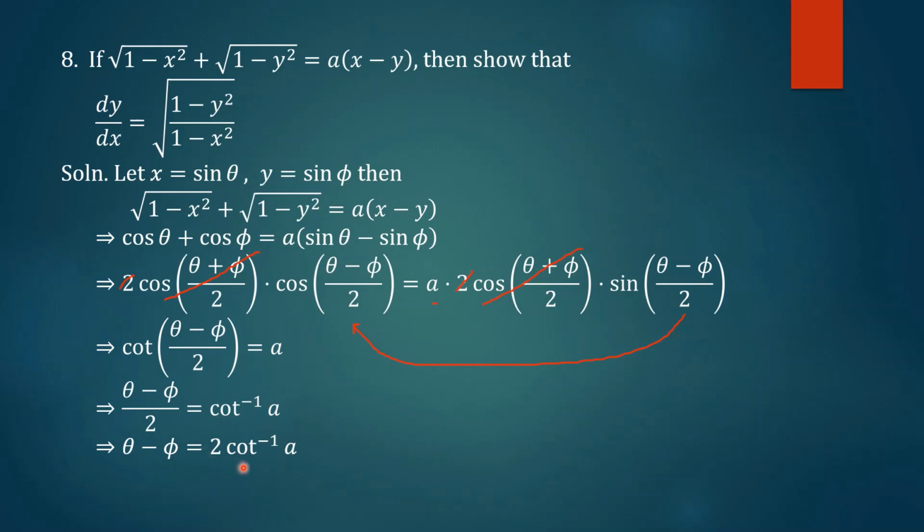Right hand side is a constant. So when we take the differentiation, the right hand side will be 0. And now before differentiation, I see this theta and phi. This was a substitution for x and y, and therefore you again replace theta. You see here theta will be equal to sine inverse x, and phi will be equal to sine inverse y. You replace here.